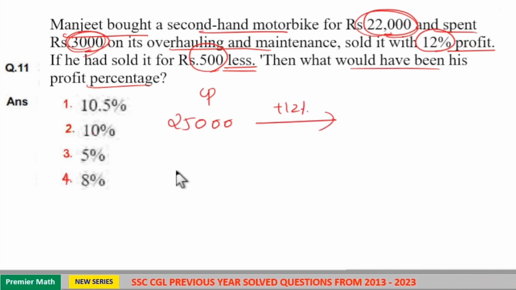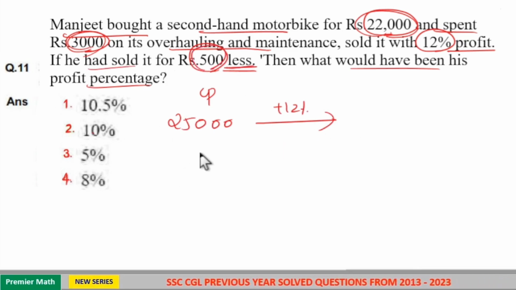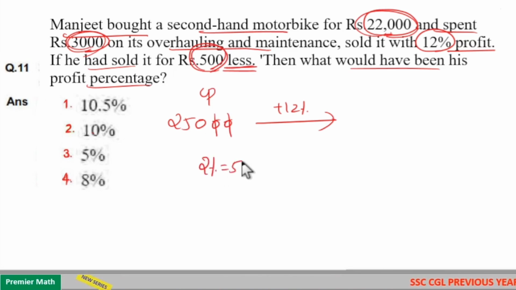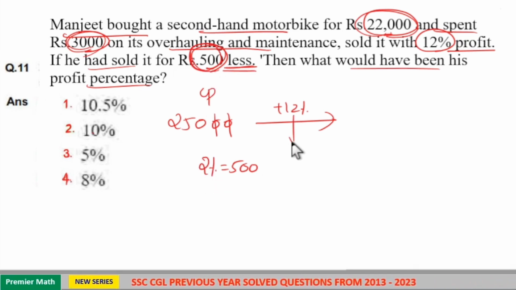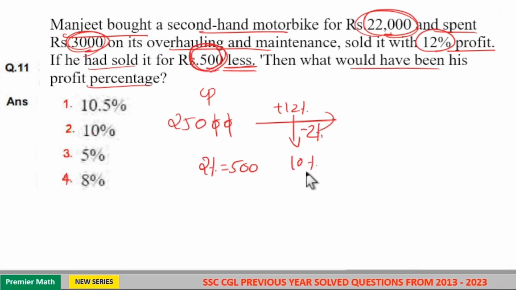Now we don't have to find it because question says if he had sold it for 500 rupees less, now 10% of 25,000 is 2500 and 1% is 250, which means 2% is 500 rupees. That is, if he had sold it for 500 rupees less means if he had sold it for 2% less, that is 12 minus 2% is equal to 10%. That is, option 2 is your answer.